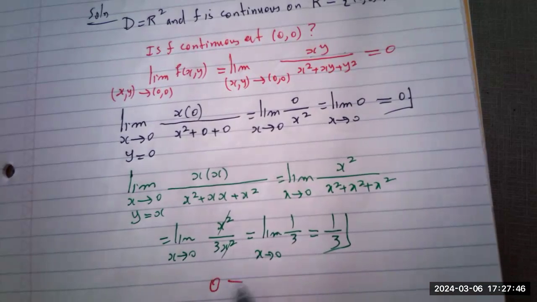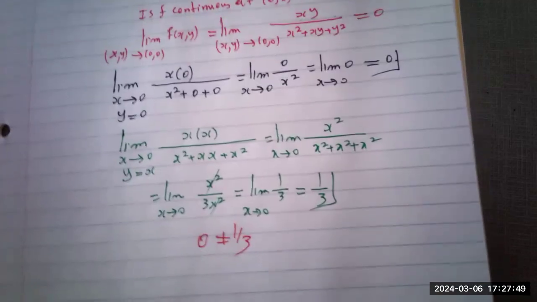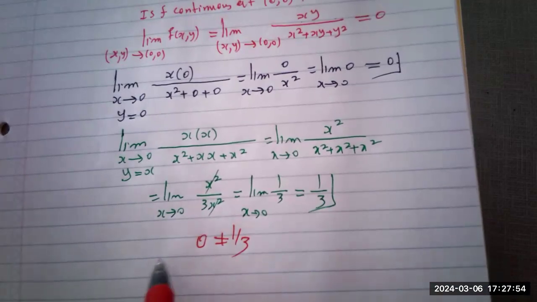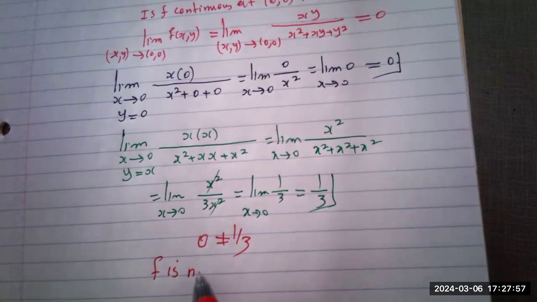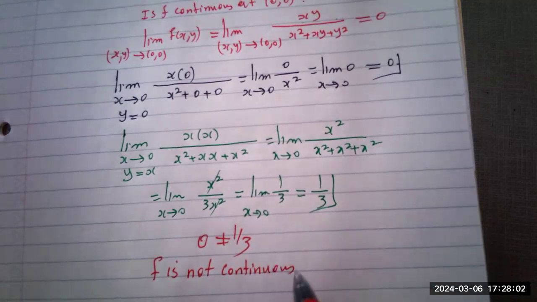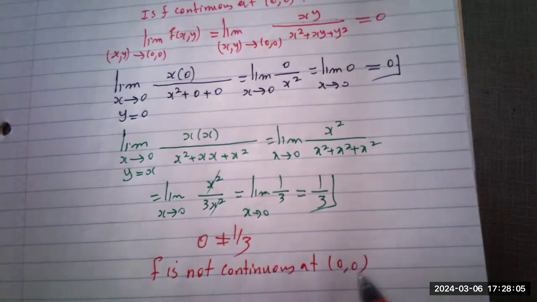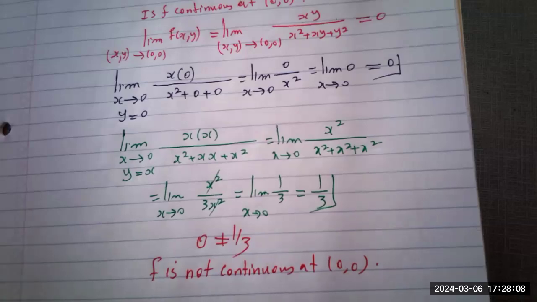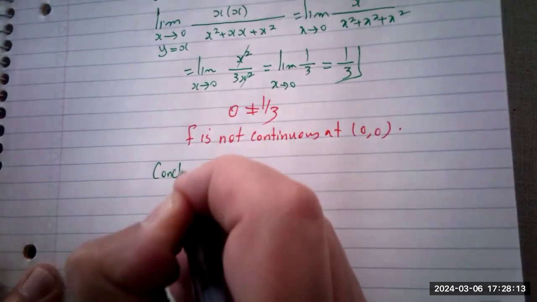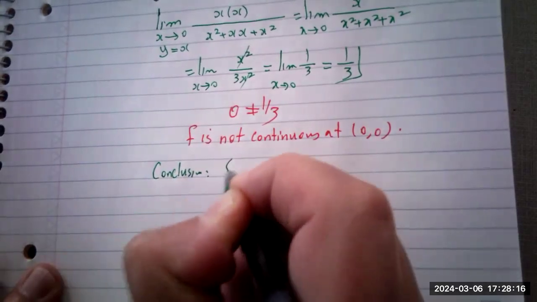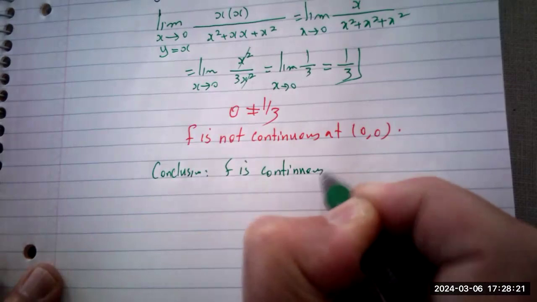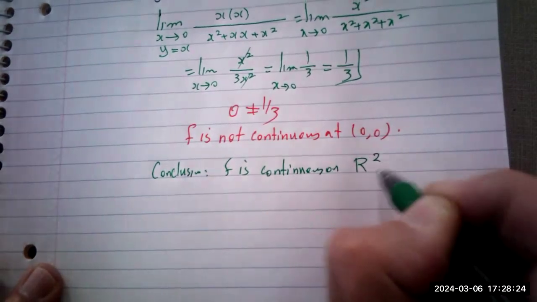So two different numbers. This means the function is not continuous at 0, 0. Okay, so because the limit does not exist, f is not continuous at 0, 0. So the conclusion is: f is continuous only on R2 minus 0, 0.